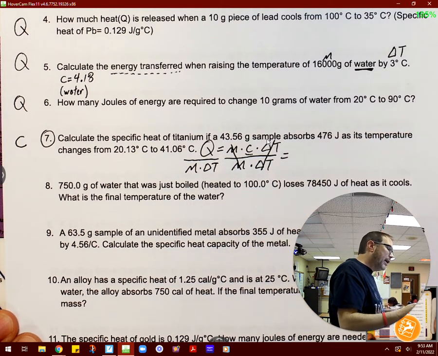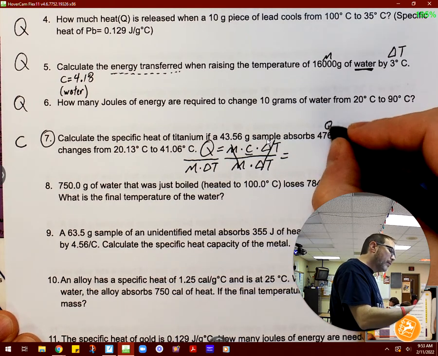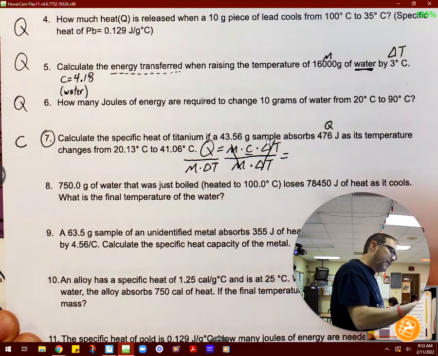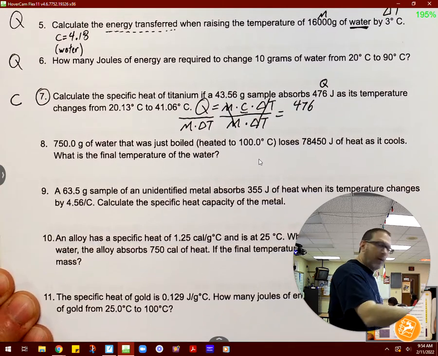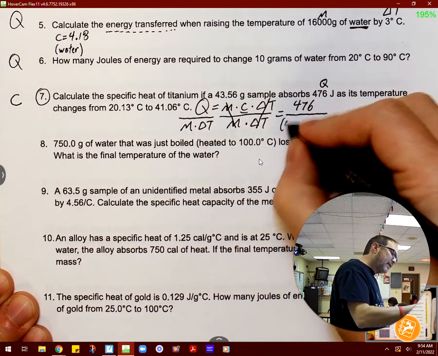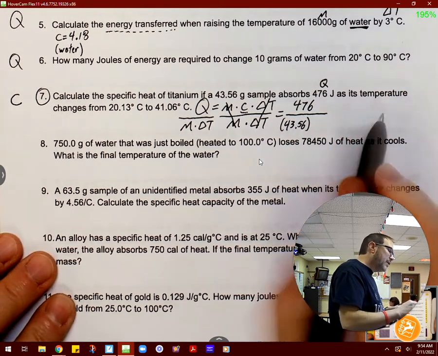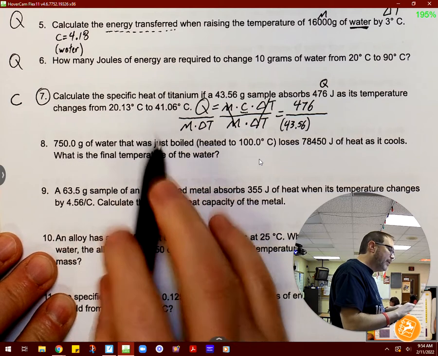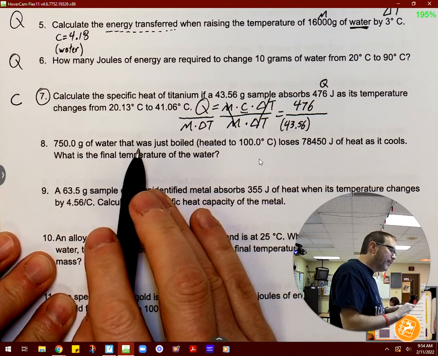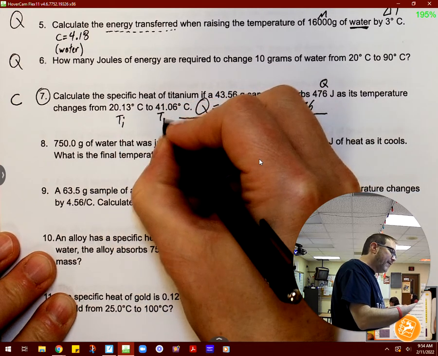So now we can plug in numbers. What did we say my Q was? What's my energy? 476 joules. So it's going to be 476 on top. Okay. What's my mass? 43.56. Delta T we have to calculate, so we need to know which of these is my starting temperature. TI? 20.13. Okay, that's my TI. It means that that's going to be my TF.